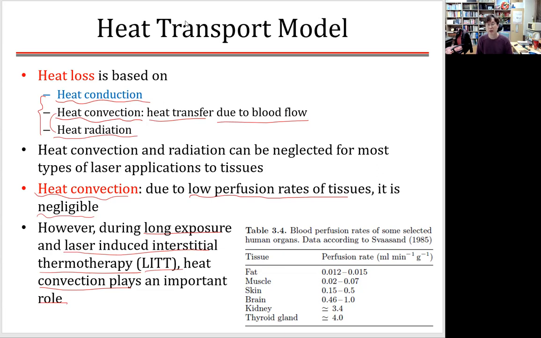This table shows the blood perfusion rate of some organs. You can see that in the fat tissue, the perfusion is very, very low. Muscle is a little bit higher, and the skin is higher still, and the brain is 0.46 to 1. However, probably the most well perfused organs are the kidney and the thyroid gland. They show about 3 or 4 milliliters per minute per gram of tissue.